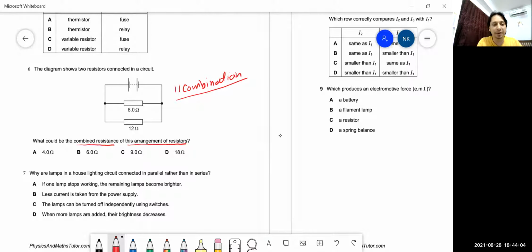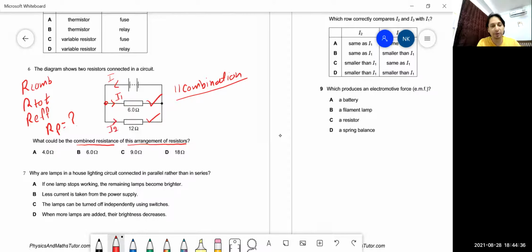Combined resistance means, I have given you a word: combined resistance, R combined, R total, total resistance, R effective, or finally if it is in parallel, then R parallel. So you have to calculate this one. What could be the combined resistance? So you know, the two resistors are in parallel because the current will divide. Current I is produced by the battery. When it reaches the point, it will divide. And there are two loops.